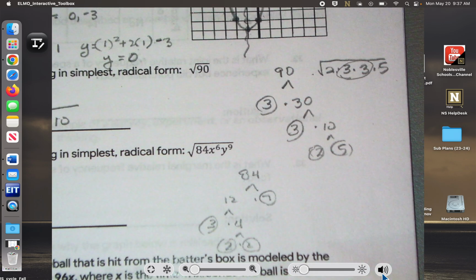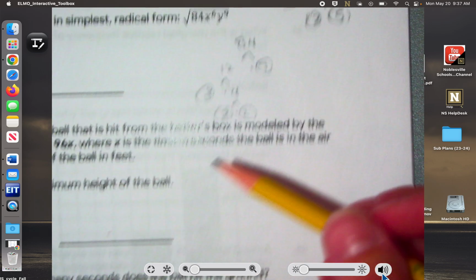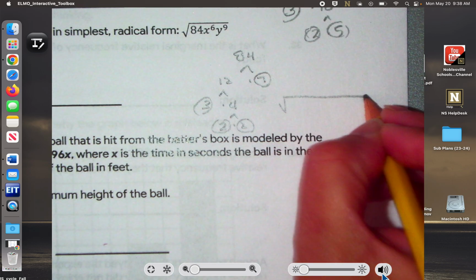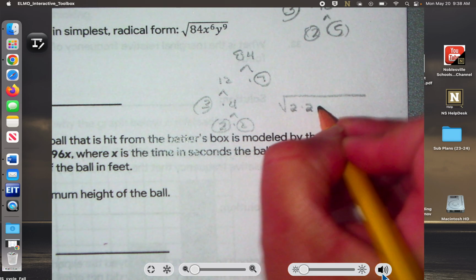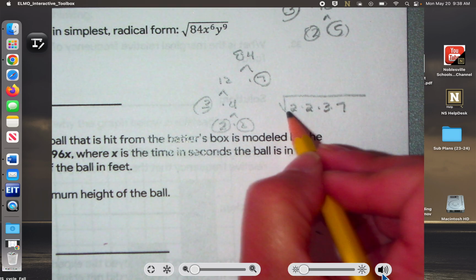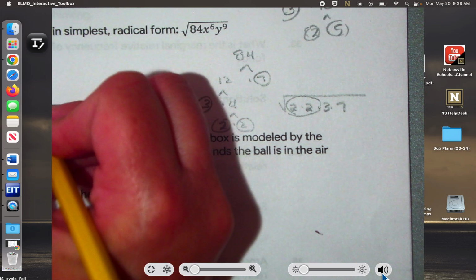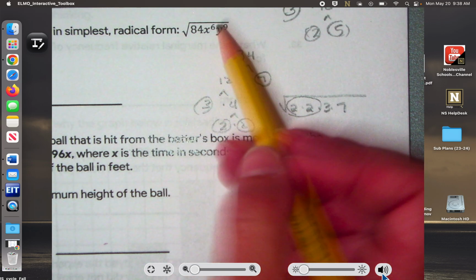So I get these factors. I do a square root, and I have 2 times 2 times 3 times 7. These 2's come out, so I'm going to have 2. And then I have to go back to this.